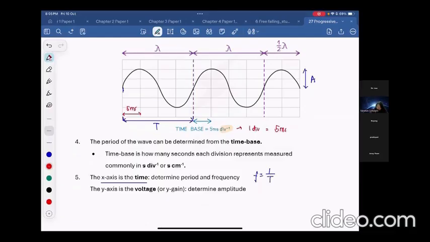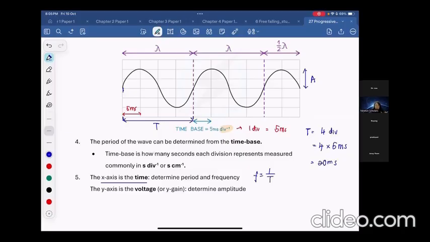So for the period, we take this case as our example. Period is 1, 2, 3, 4, 4 divisions. So the 4 divisions times each of them being 5 milliseconds, you get 20 milliseconds for our period. This is the way we take information from the graph, from the oscilloscope. Okay, is it okay?